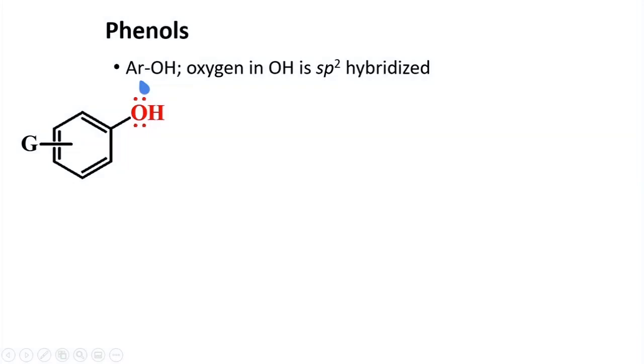Phenols can be represented by ArOH, or this structure here. The oxygen in OH is sp2 hybridized because this oxygen is right next to a carbon that is sp2 hybridized. One of the lone pairs will occupy the p orbital.